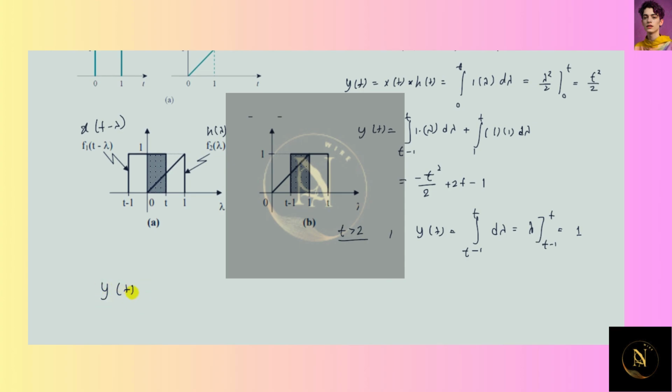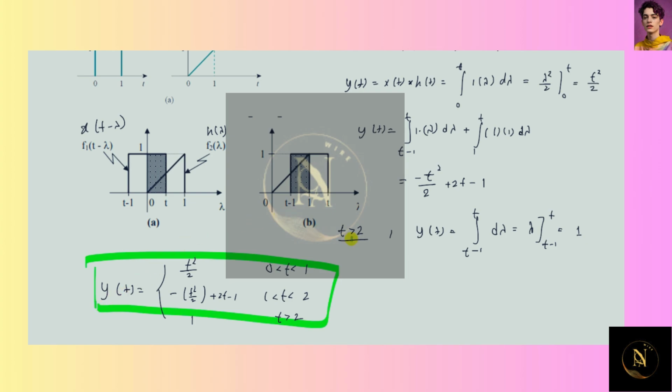Now we can write the function y of t. So y of t is equal to t square divided by 2 for t between 0 and 1, and minus t square divided by 2 plus 2t minus 1 for t between 1 and 2. And if t is greater than 2, it is equal to 1. So this is the answer for this part, and similarly we have to find it for the second figure.